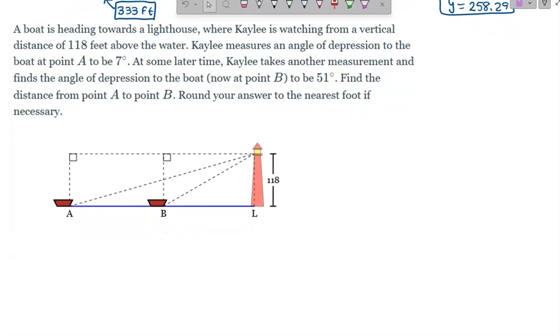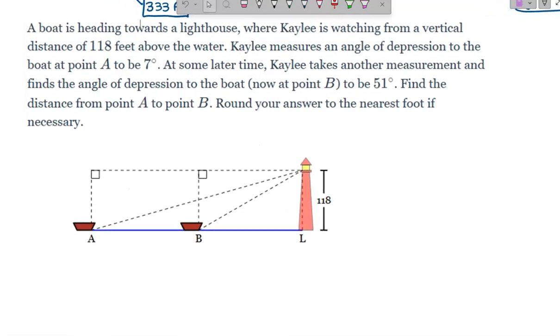In this situation now, we have Kaylee watching from the top of the lighthouse. And so you'll notice the triangles look a little bit different in this problem. But what we're going to see here is that the angle of depression, which is now measured from a height, is going to also create a very similar mathematical process. So the first measurement, so we have the 118 feet, we'll start with there. We measure the angle of depression to the boat at point A to be 7.